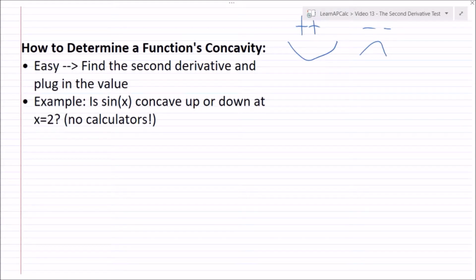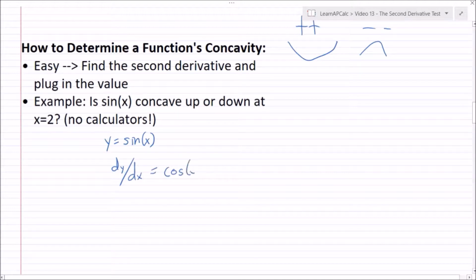Okay, so here, if we want to determine our concavity, we want to find the second derivative and plug in the value. So let's find our second derivative. Y equals sine x is our function. So dy dx equals cosine x. And then d squared y dx squared equals minus sine x. So we have our second derivative. Now let's plug in the value.